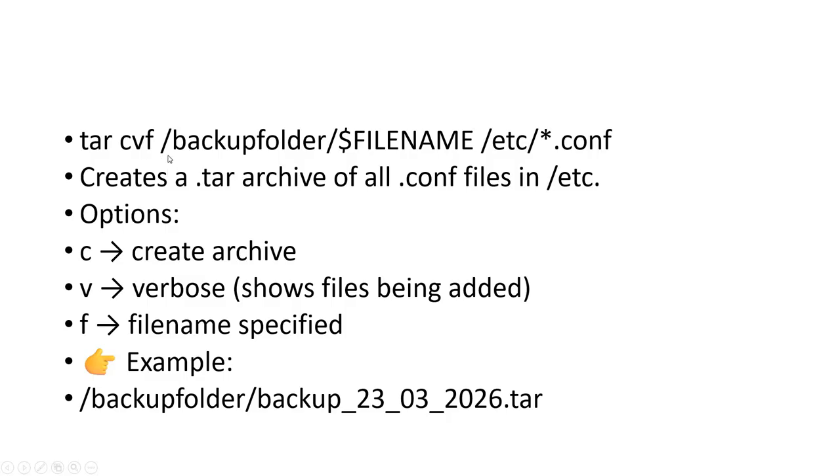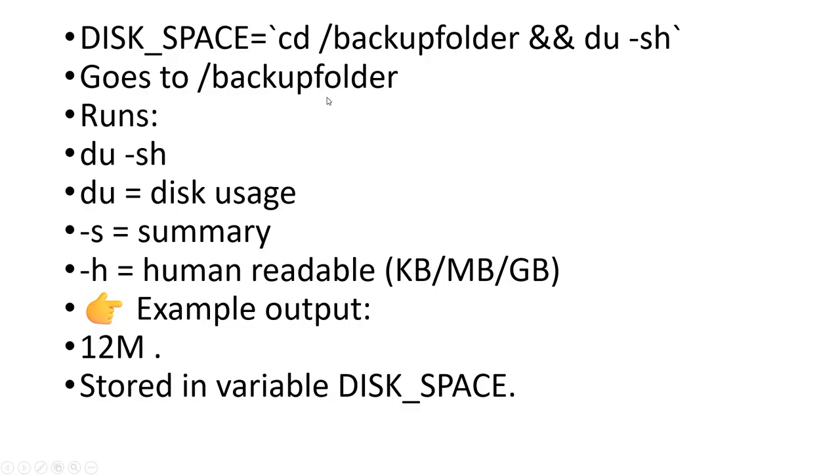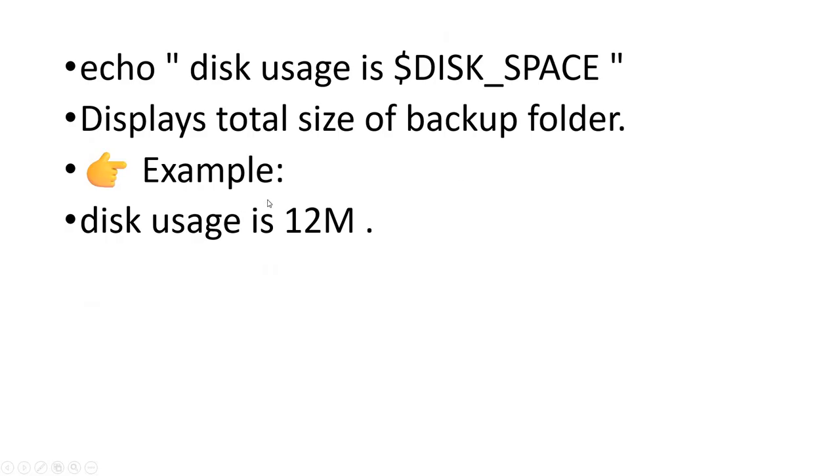And this is the command tar cvf. C means create archive. Verbose shows the files being added. F is the file name specified. So it is going to create a file like this, backup this. That is what it did. Then finally it is disk space it will show. If you give this command, it goes into the backup folder, run du minus sh command, which will show like a 12 MB, something like that it will show. It is stored into a variable called disk space. So it is displaying that at the end.